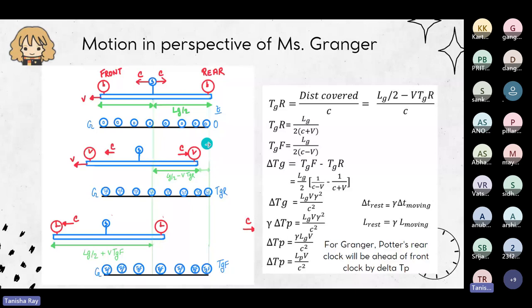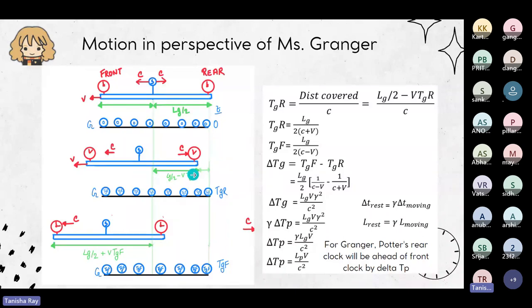Because in this case, both the ray and the train are traveling towards each other, resulting in less distance to be covered. So naturally, for Hermione, these two events, that is the events of the two rays striking the clocks, are not at all simultaneous. She will see that the ray of light will strike the back clock before the ray of light strikes the front clock. So now let's go into the mathematics of it.